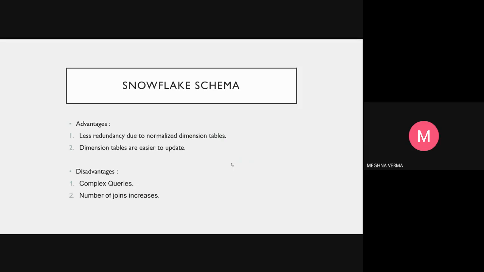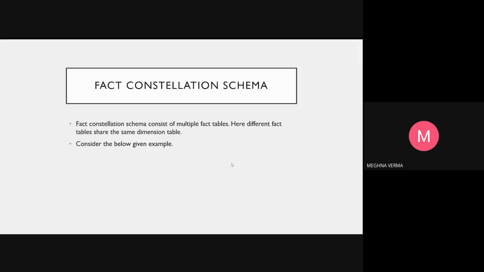The advantage of this snowflake schema is that it has less redundancy due to normalized dimension tables, and the dimension tables are easier to update. The disadvantages are that we require complex queries for the schema, and the number of joins also increases.